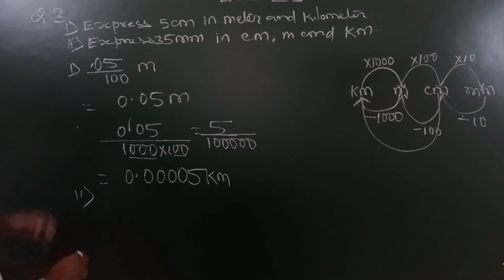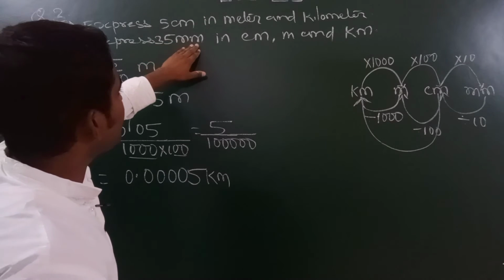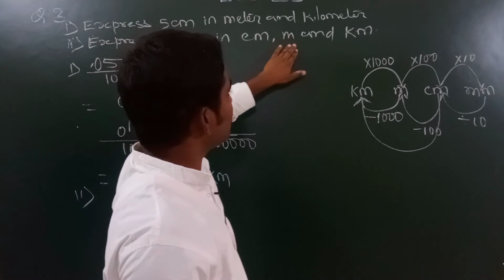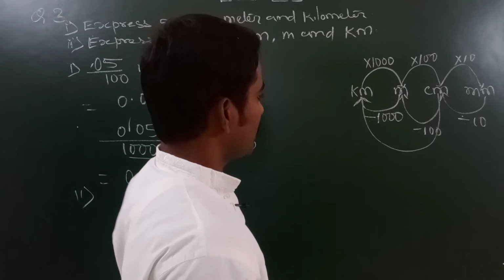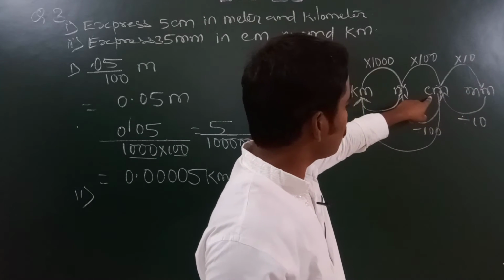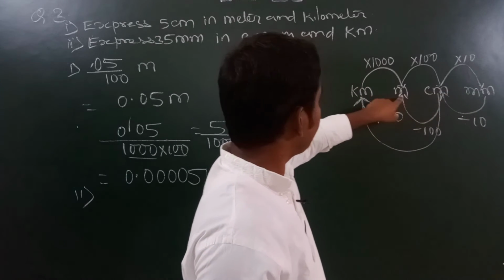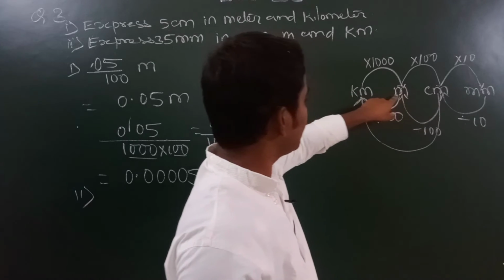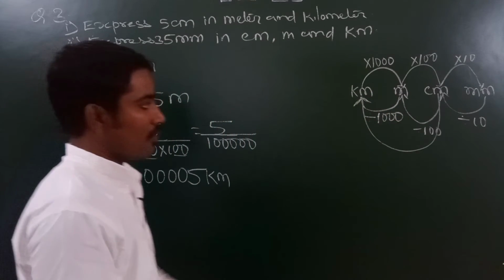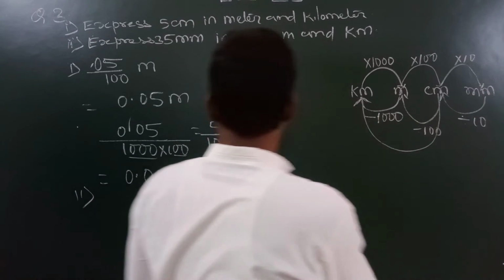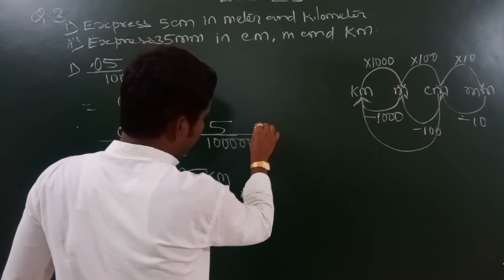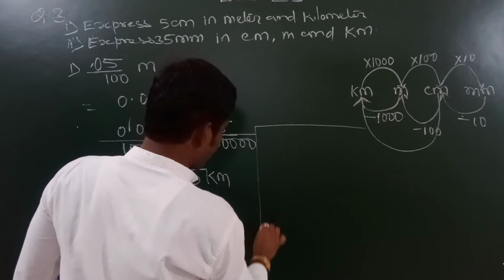Okay, now moving to the next segment, students, segment number 2. Now here we have to express 35 millimeter in centimeter, meter, and then kilometer. Okay, so from here we have to move up to here, and then from here we have to move here, and then again from here we have to move here. Okay, now I am going to rub this one, or I will manage here. I hope that you can manage.